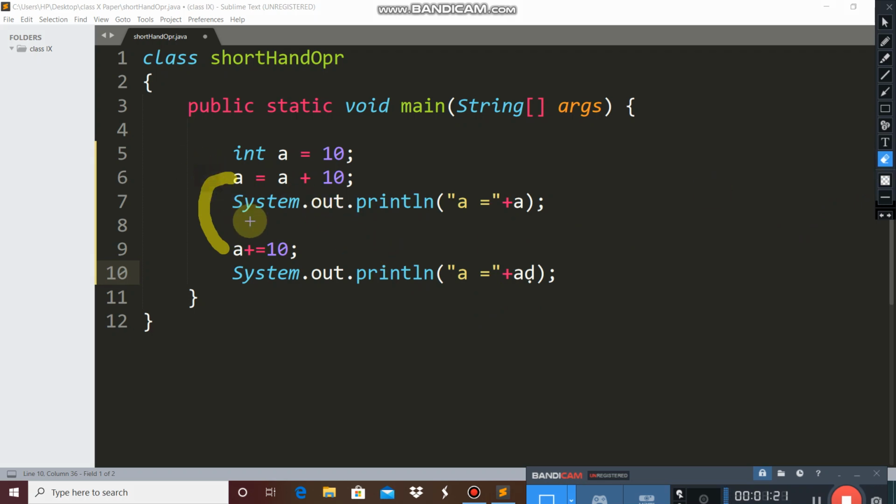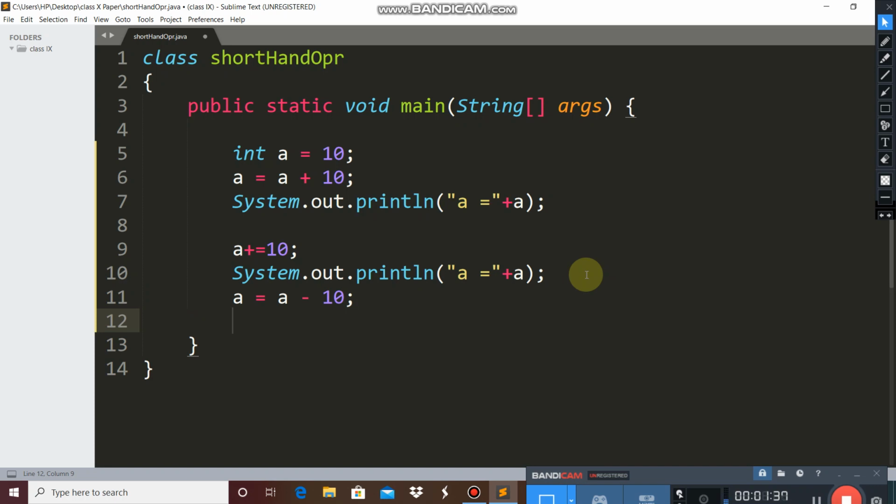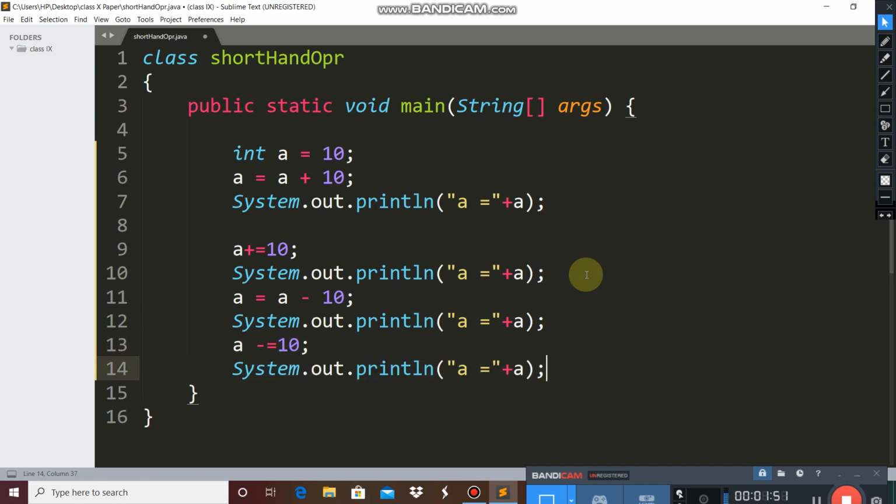Now see, if we want to subtract 10 from the value of a, usually we write it this way, but using compound assignment operators we can write a minus equals to 10. Here also, these two expressions are equivalent expressions.